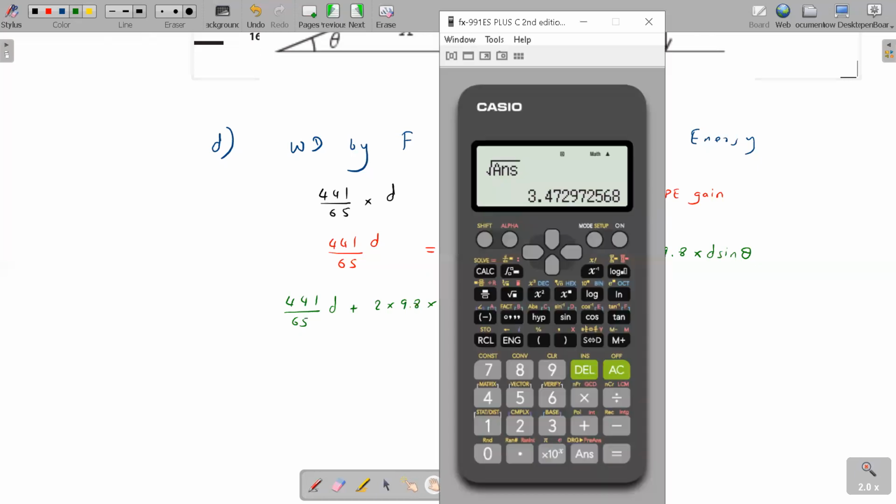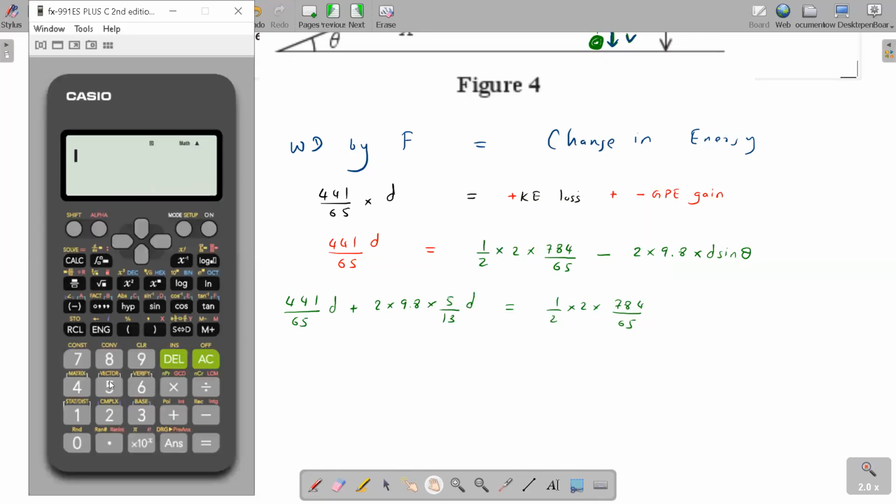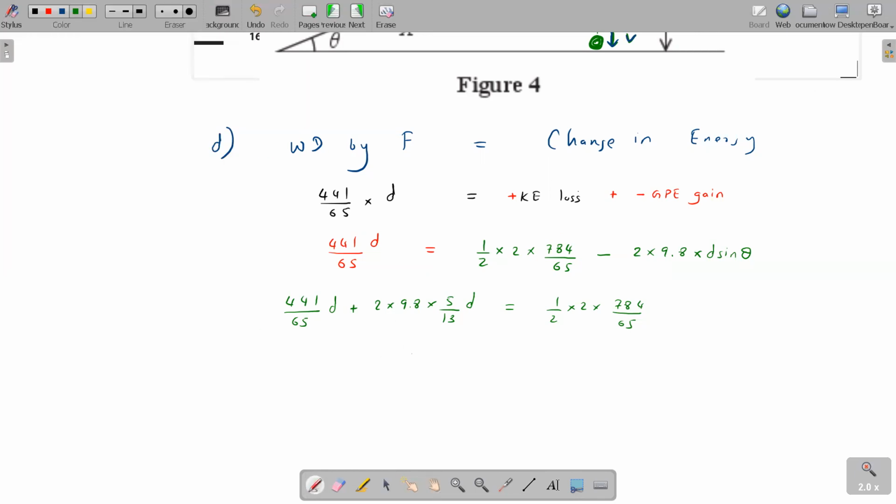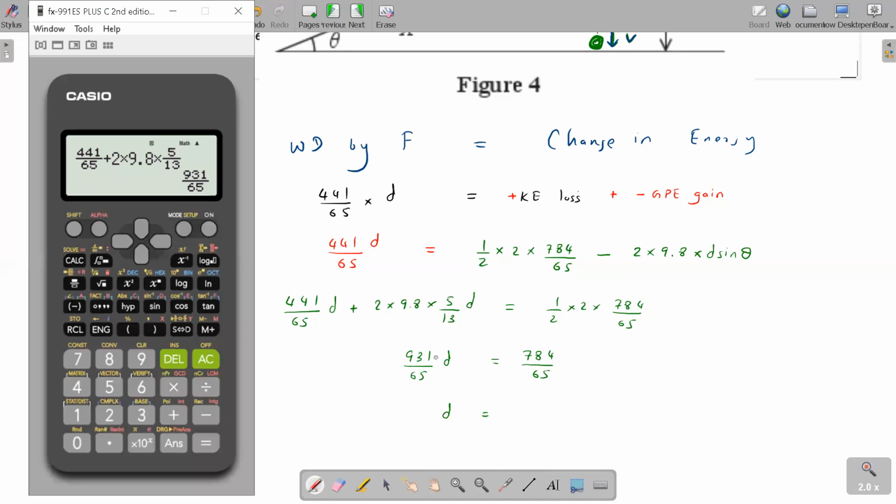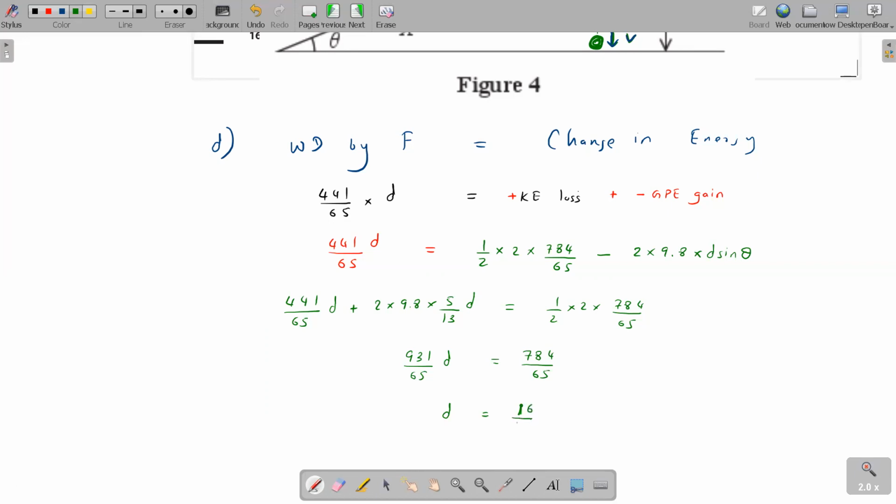We have, how much is it? 441 over 65 plus 2 into 9.8 into 5 over 13, which gives you 931 over 65 d. Yeah, and the other side is 784 over 65, because the half and 2 cancel. And the final answer, children: 65 cancels off, so you get 784 divided by 931, which is 16 over 19. Is that correct? 16 over 19.